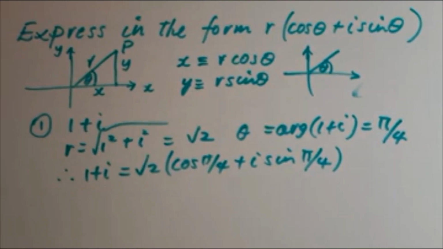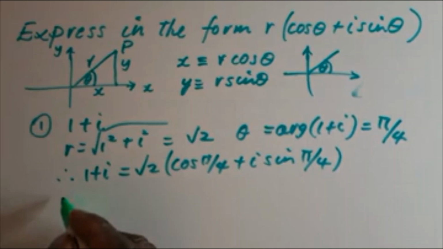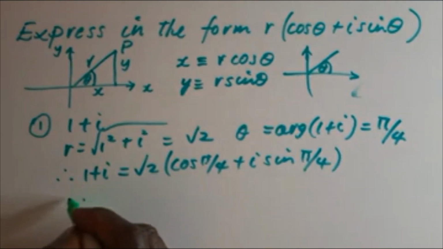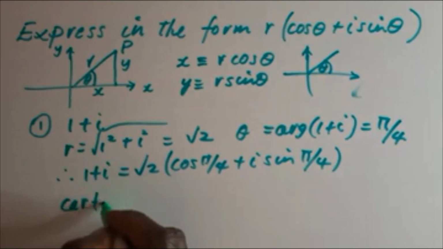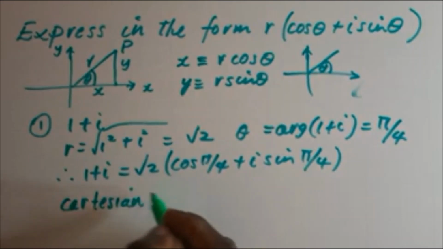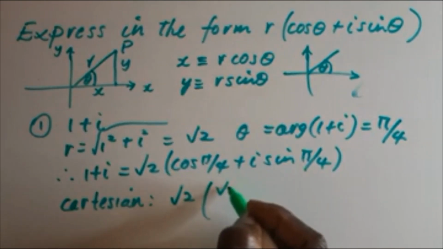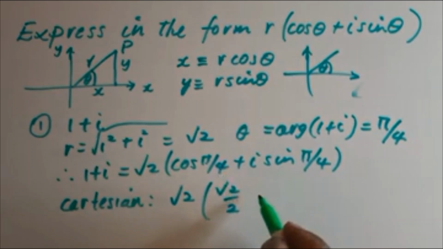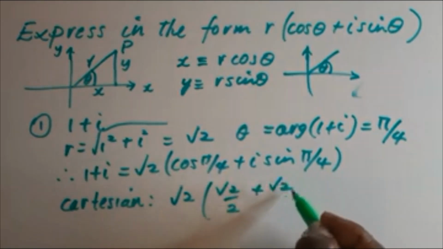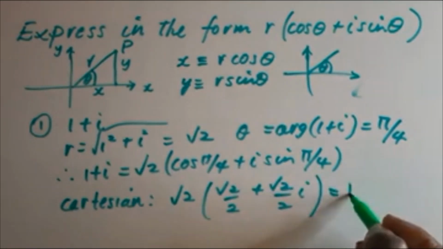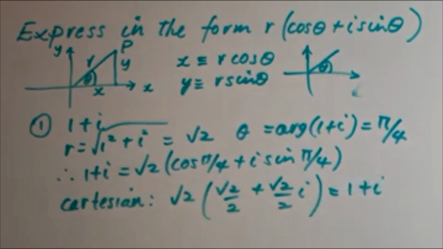If you'd like to check this for Cartesian, you can actually just clear the brackets. So you can write for Cartesian, this is a form of a check. You have root 2 brackets root 2 over 2, and that's cosine pi over 4. Add root 2 over 2 i, and this evaluates to 1 add i. So we're back to what we started with, the complex number 1 add i.